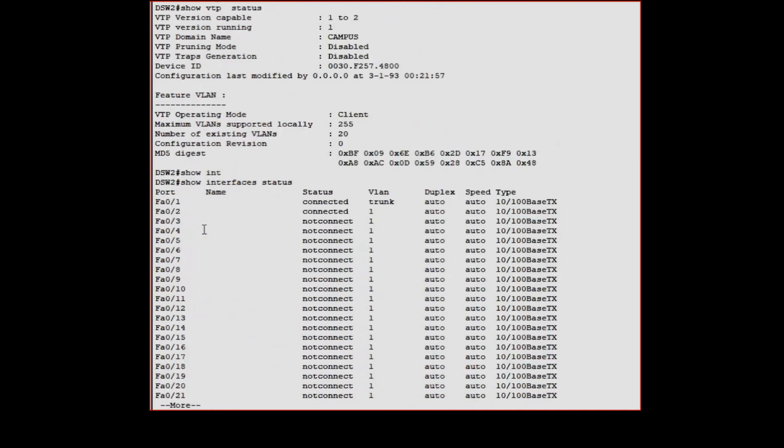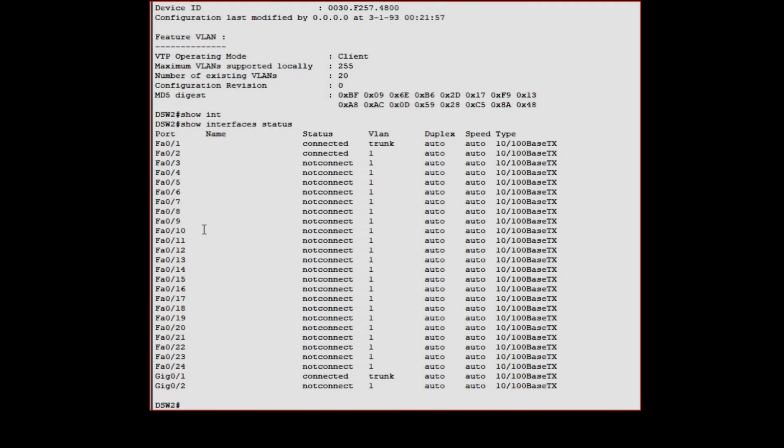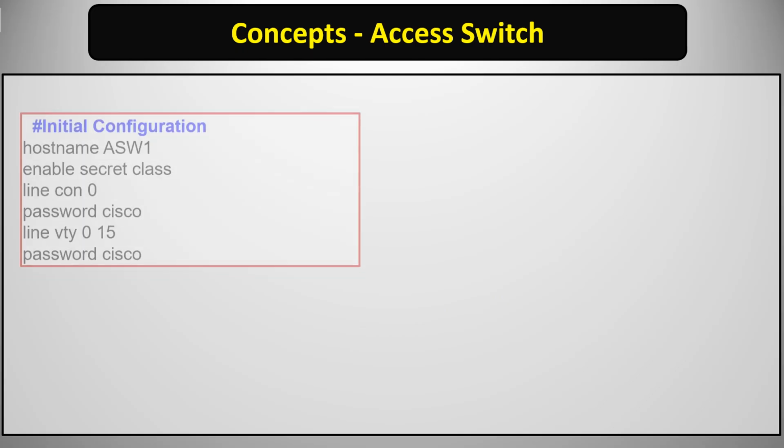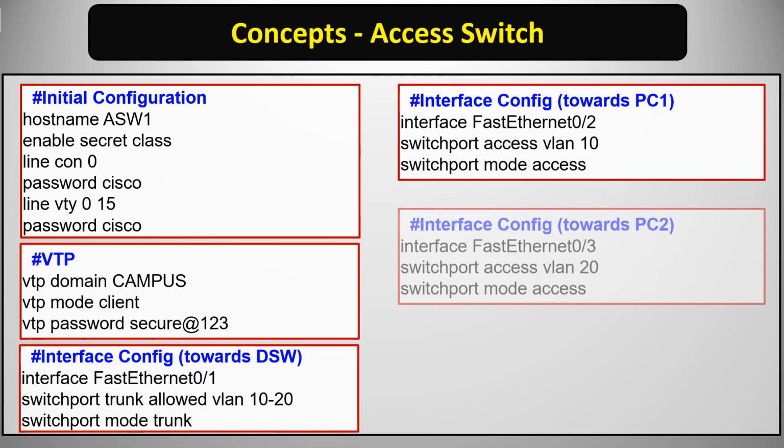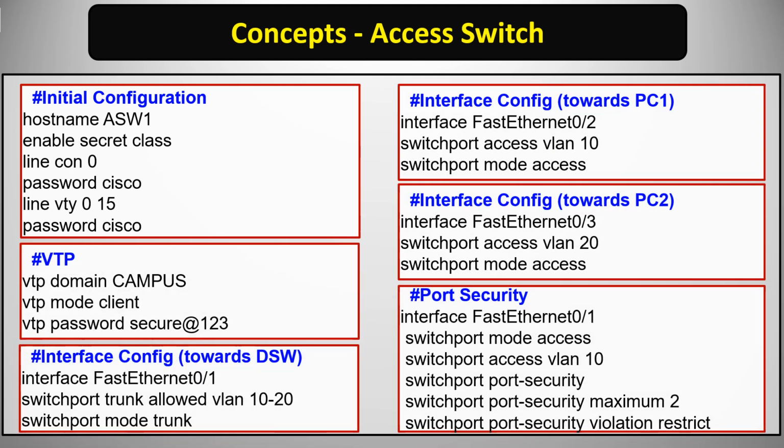Then we can also see the interface status, in which two ports are trunk. One is going towards the core switch and the other is going towards the access switch. Now moving forward, the last layer, that is the access layer. The access switches connect the end devices. Here the security is important because the end devices are actually connected only to the access switch.